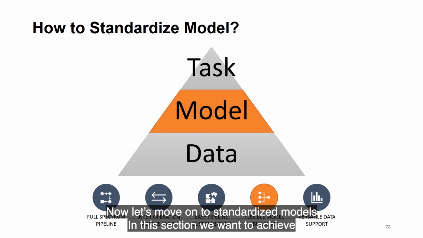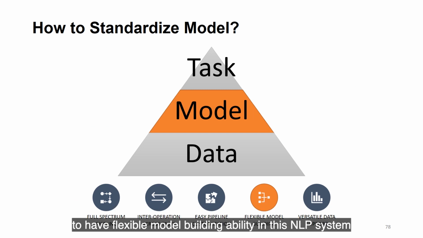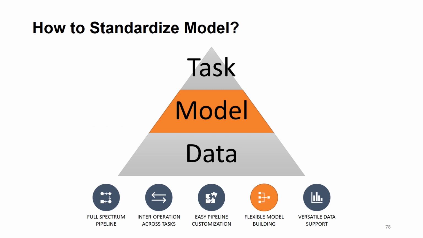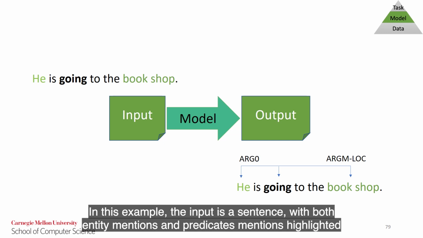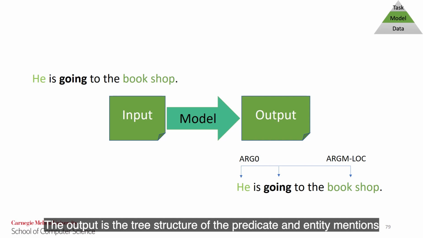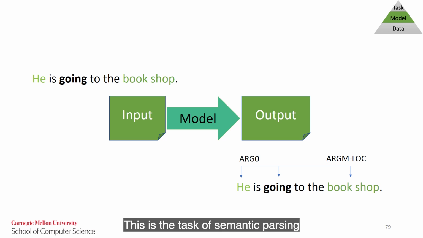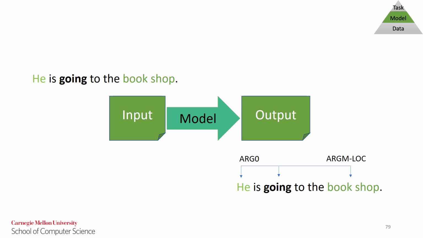Now, let's move on to standardized models. In this session, what we want to achieve is to have flexible model building ability in this NLP system. As we have covered before, a model is a transformation from input to output. In this example, input is a sentence with both entity mention and predicate mention highlighted. And the output is a tree structure of the predicate and entity mentions. This is the task of semantic parsing.